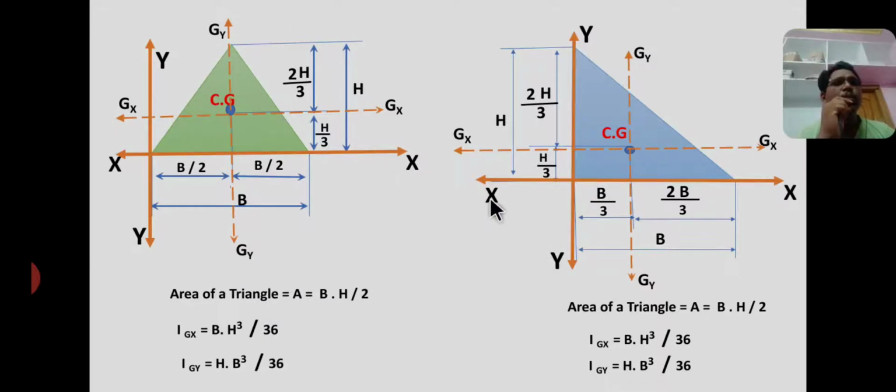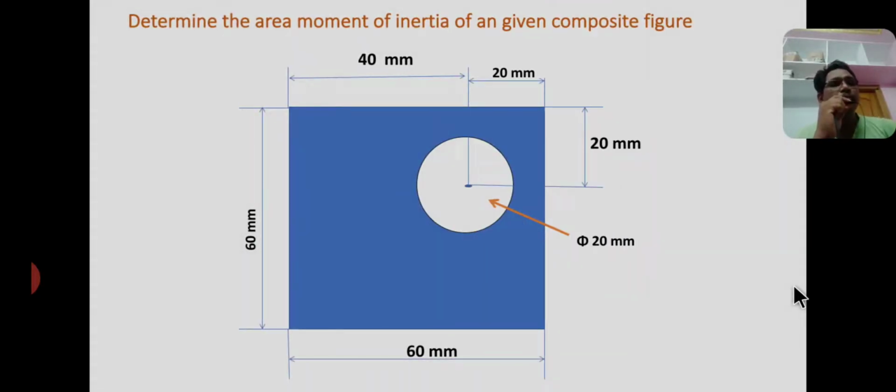So the important note is the centroid of a right angle triangle lies at a distance of 1 by 3 of base and 1 by 3 of height from the right angle corner. This is very important. So in our problems we are using these formulas, so you have to observe carefully.